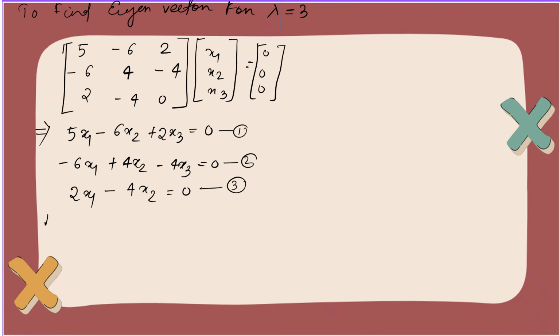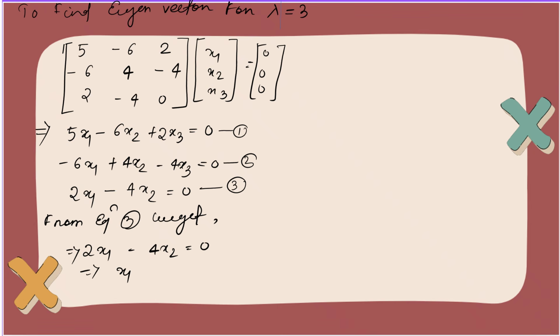From the last equation, equation 3, we get one value. 2x1 minus 4x2 is equal to 0. So you get the x1 value. x1 is equal to 2x2. So here one value is found. Then you try to solve by putting this x1 value in any equation. You get the x3 value.